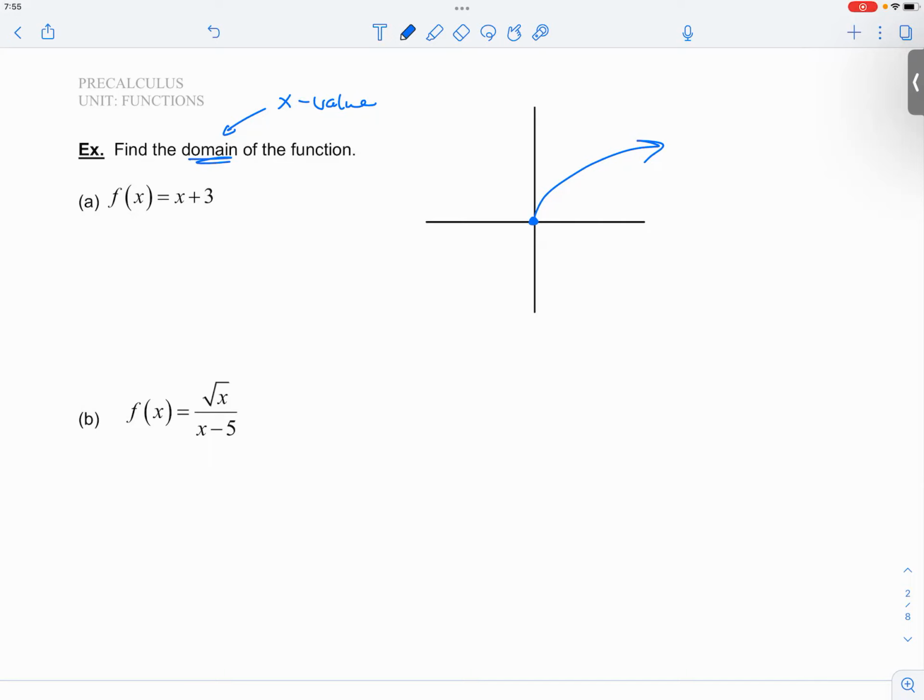So it's always about asking a question. When we ask, hey, what's the domain? That means, what is the x value? The range is, what is the y value? What are the possible x and y values for domain and range?